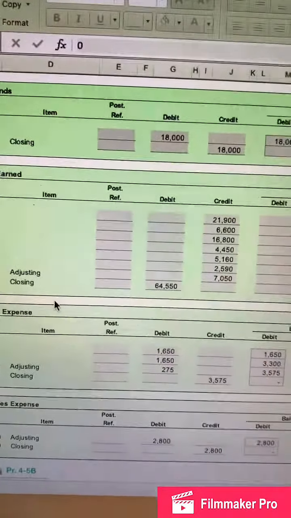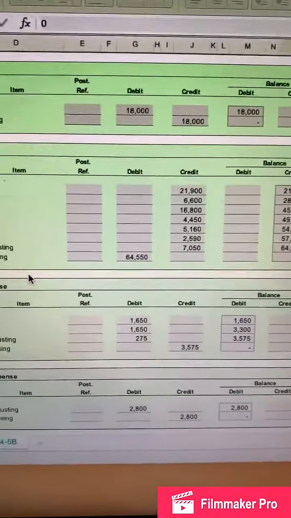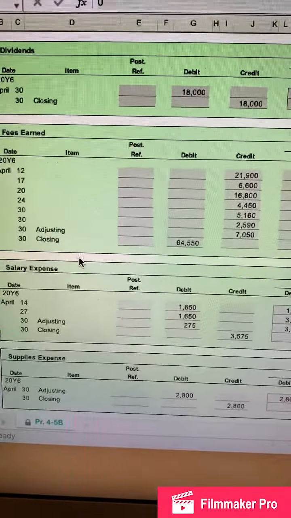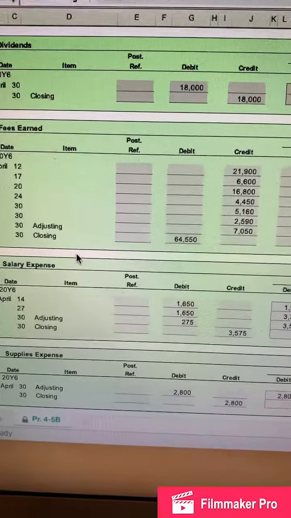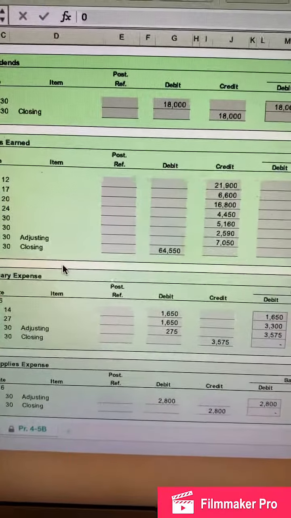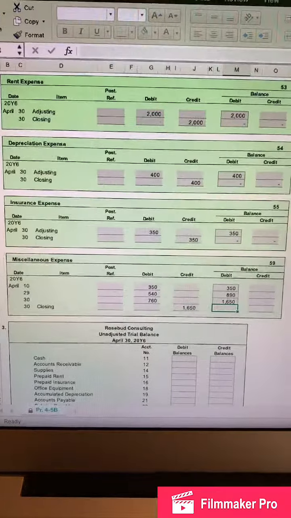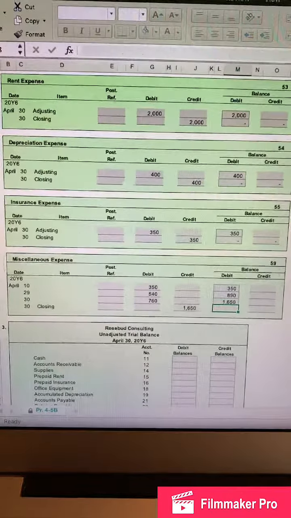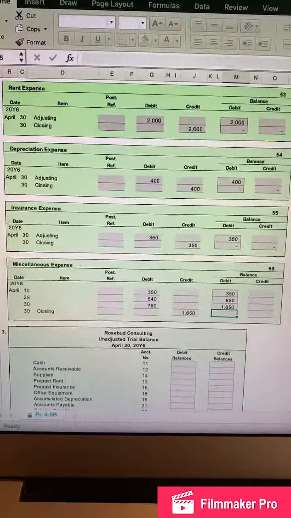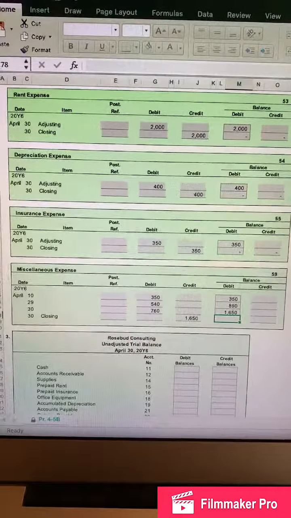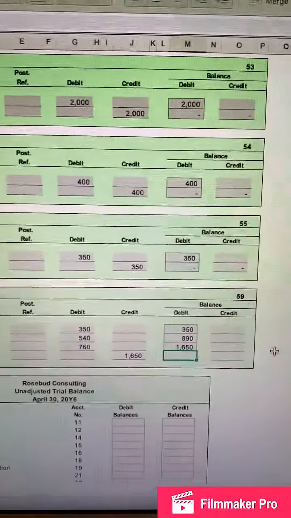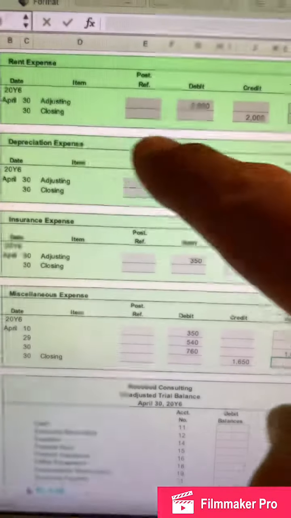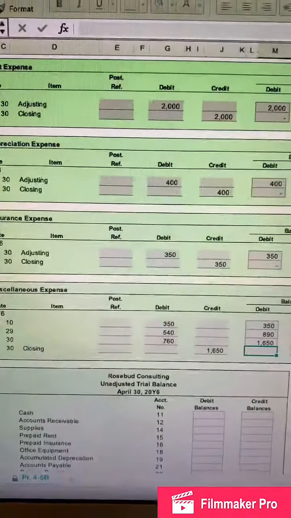So this chapter was about closing these accounts out, and these will actually close out. Fees earned close out to the income statement. Salaries expense closes out to the income statement. All expenses close out to the income statement. And finally, I did rent expense, depreciation expense, insurance expense, and miscellaneous expense. Keep in mind, these closing entries always close out to the income statement, like I said before. So here are the examples of closing those out. As you can tell right here, it says 30th closing, so we close that out, okay?